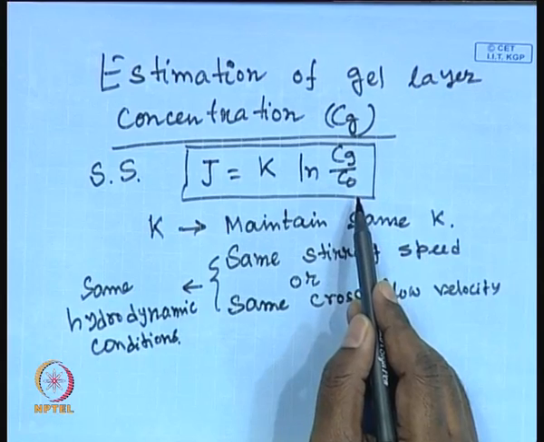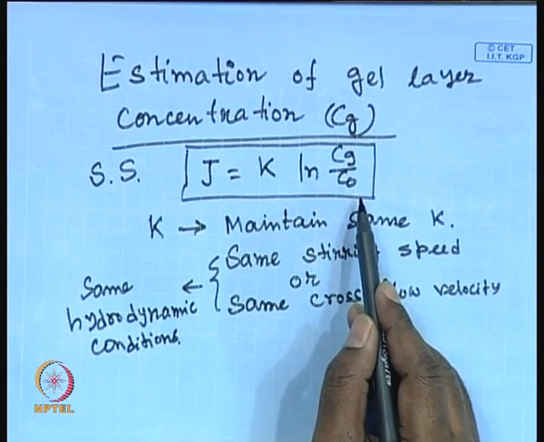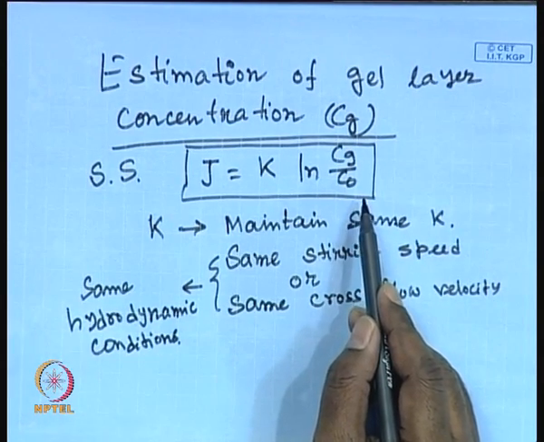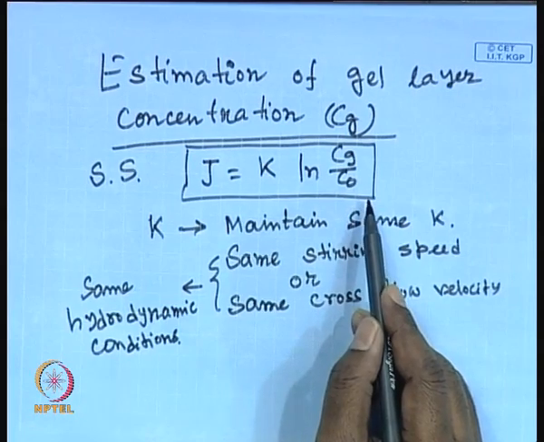maybe in one case C naught 10 kg per meter cube, in another case C naught maybe 20 kg per meter cube, another case it may be 25 kg per meter cube, and maybe 40 kg per meter cube, like that. We conduct separate independent experiments by considering various concentrations of the feed solute under the same hydrodynamic conditions, and in every experiment we wait for the steady state to be reached, maybe after half an hour, maybe after 1 hour. Okay.